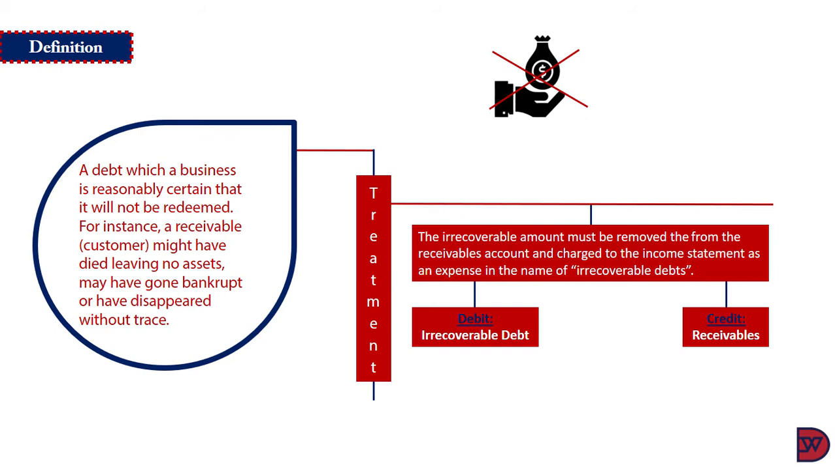It is important that the assets, in this case the receivables, in the statement of financial position is not overstated, as held in the prudence concept, and therefore they should only show receivables or debts that a business confidently believes will be paid or settled. As a result, the irrecoverable amount must be removed from the receivables account and charged to the income statement as an expense in the name of irrecoverable debt. So here, we'll debit the irrecoverable debt, then credit the receivables.